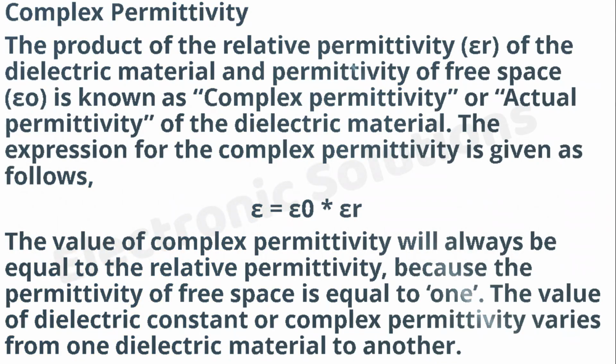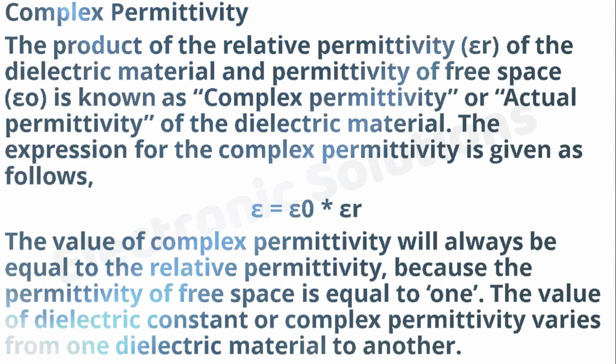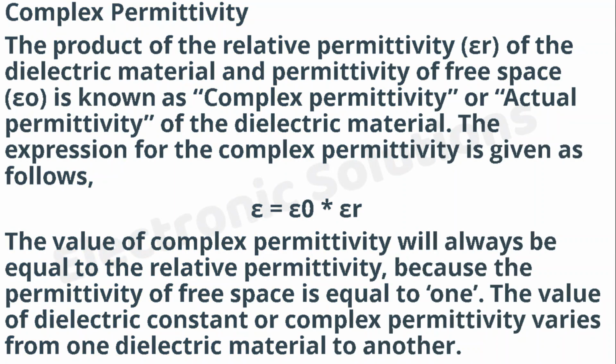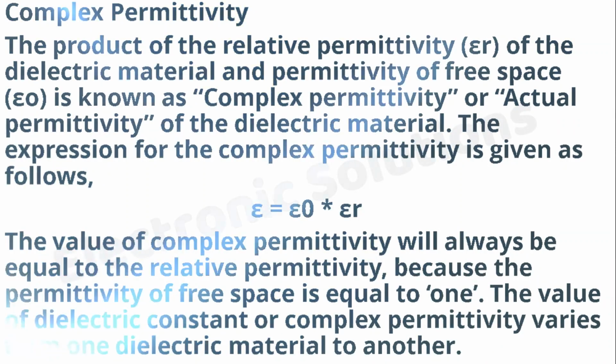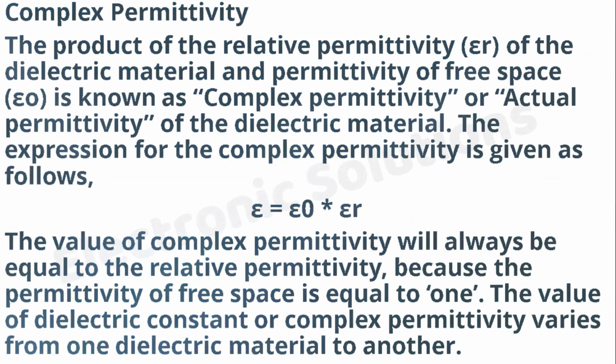Complex permittivity. The product of the relative permittivity, epsilon r, of the dielectric material and the permittivity of free space, epsilon 0, is known as the complex permittivity or actual permittivity of the dielectric material. The expression for the complex permittivity is given as follows. Epsilon equals epsilon 0 times epsilon r. The value of complex permittivity will always be equal to the relative permittivity, because the permittivity of free space is equal to 1. The value of dielectric constant or complex permittivity varies from one dielectric material to another.